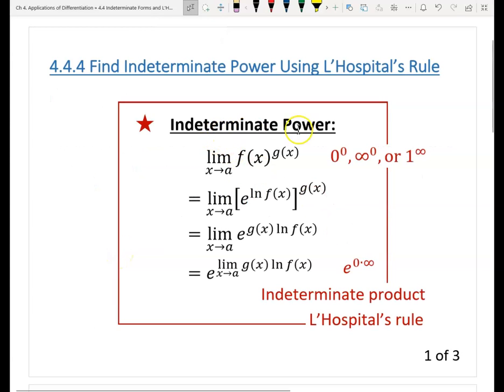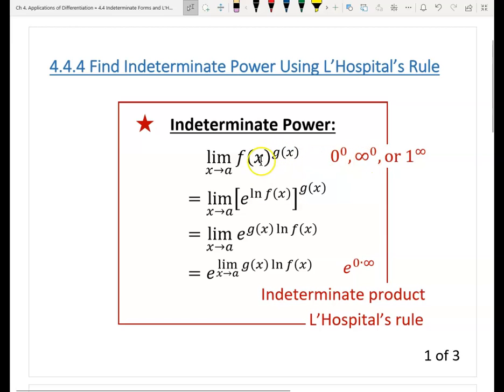Here is the indeterminate power. Suppose we have two functions f and g. Can you see this composite function: the base is f, the power is g. This kind of power has three types, and all three types are indeterminate. Let's see the first. If f approaches 0 and the power g also approaches 0, which means the type is 0 raised to the 0's power, this is indeterminate.